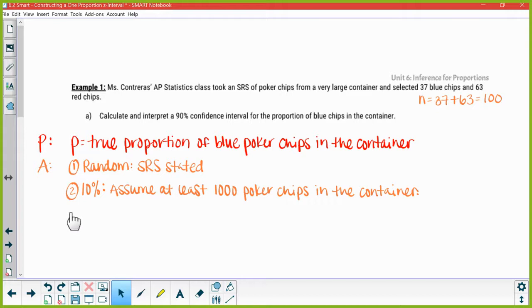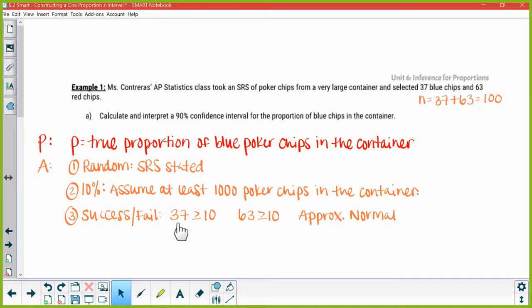Third one is going to be our success/fail. I don't necessarily have to go in and do 100 times 0.37 or 100 times 0.63 because we're given our counts. We're given the fact that we have 37 blue chips and 63 red chips. So I can just use those values to plug into my n times p hat and n times 1 minus p hat, and say that 37 is greater than or equal to 10 and 63 is greater than or equal to 10. So with both of these having at least 10 successes and 10 failures, I can say it's approximately normal.